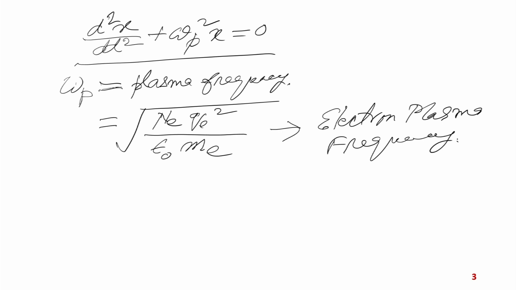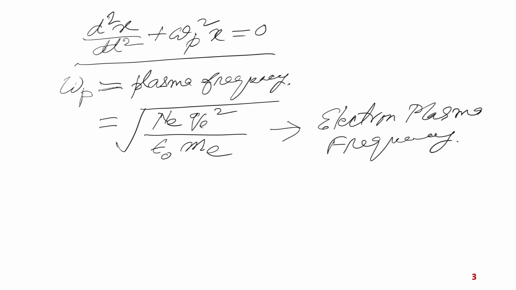Similarly, it can be done for the proton also. In that case, you have to change the mass. So basically, the electron and proton frequencies will be different, because though the charge is the same and the number is the same, there is a change in the mass. So, both will be different.